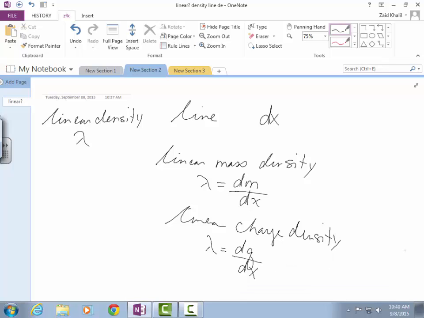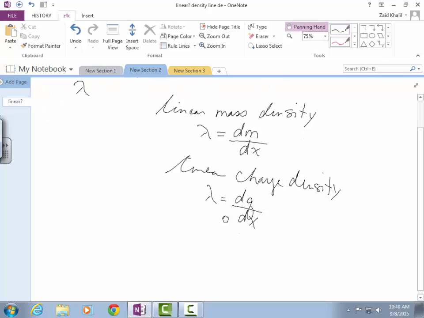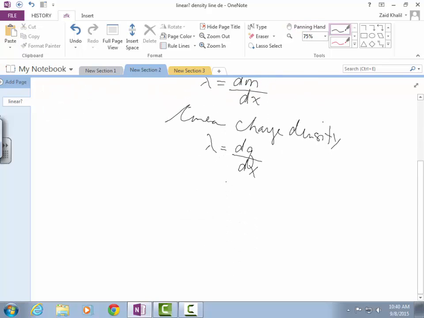So, 2 dimensions. What does 2 dimensions look like? Or area. So your dA, your areal element, is going to be what?